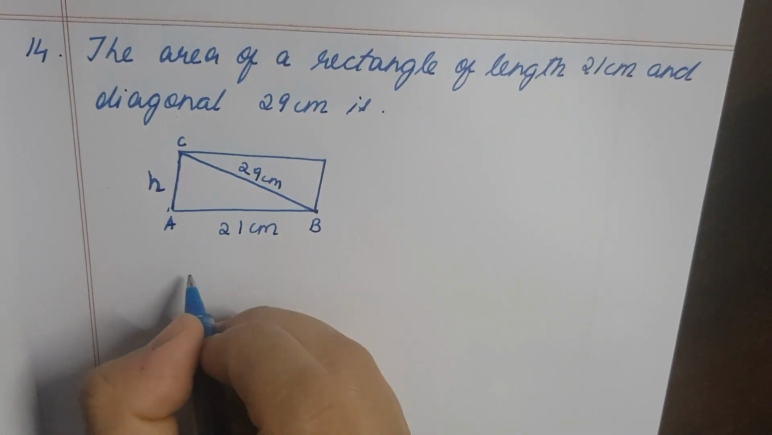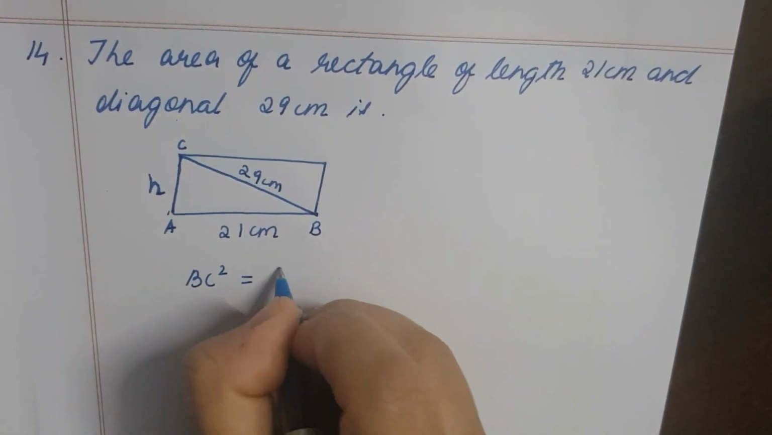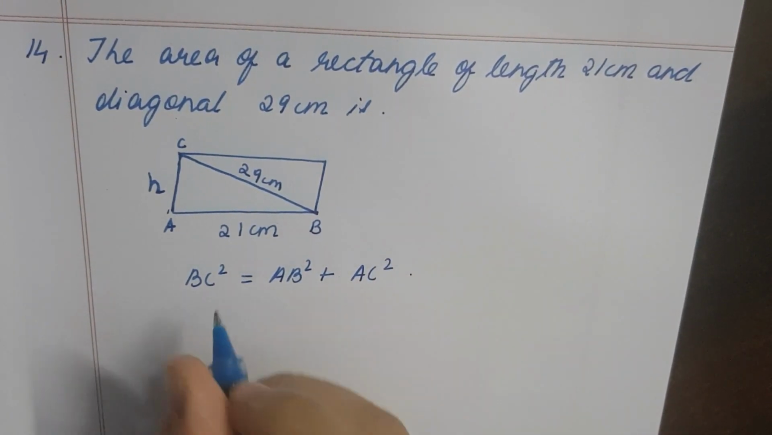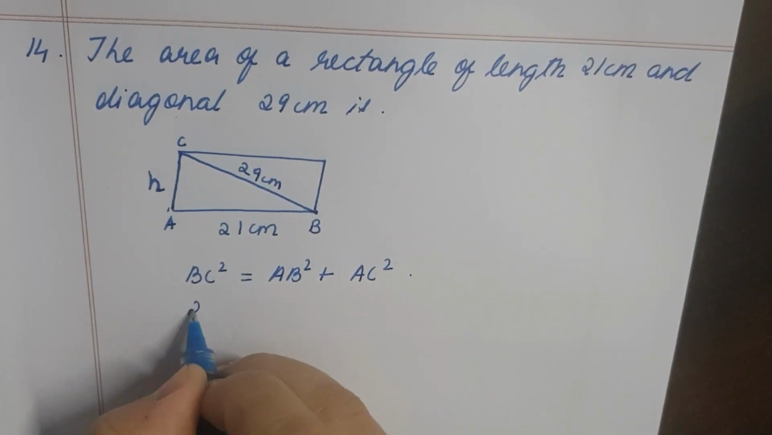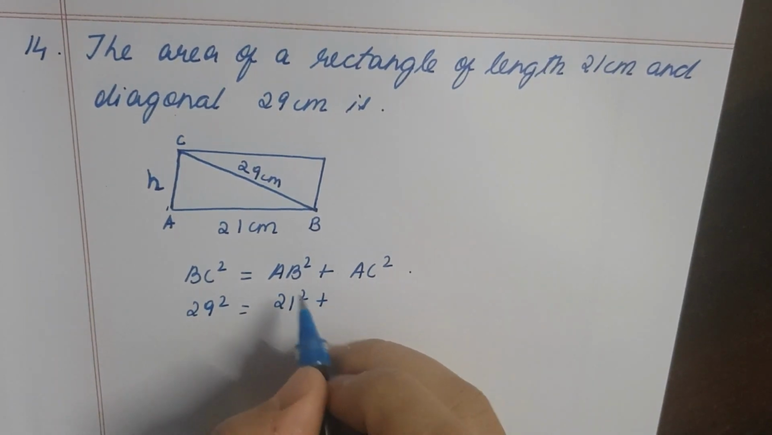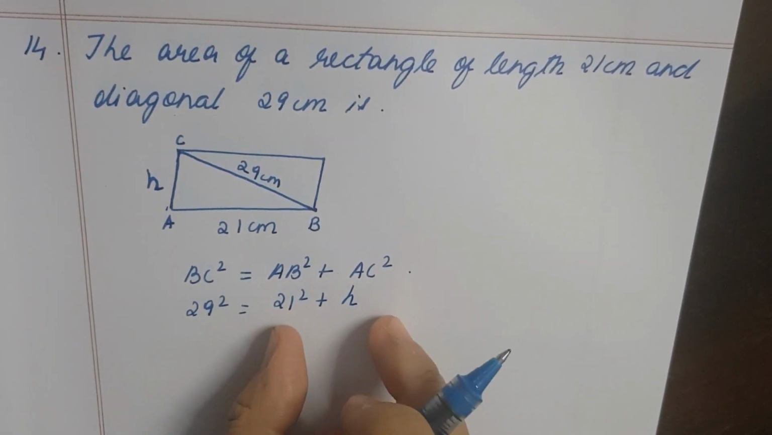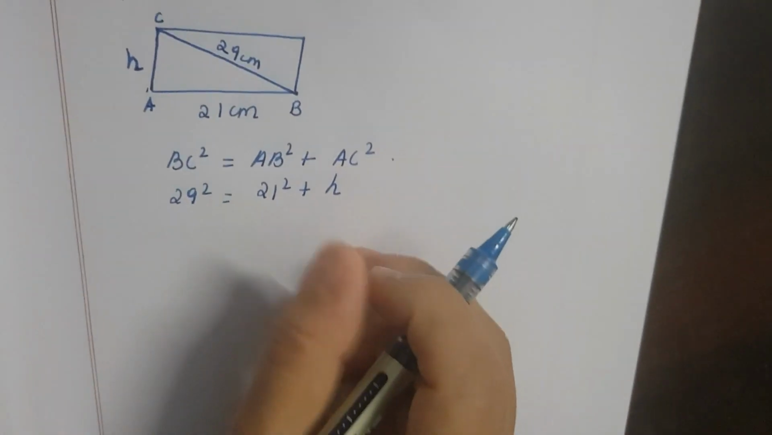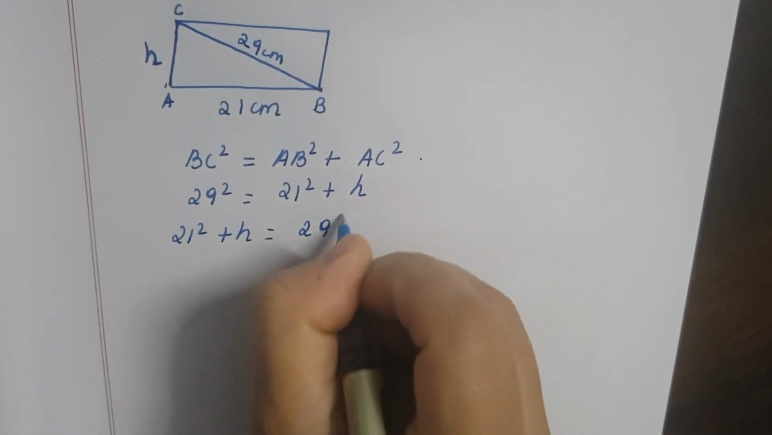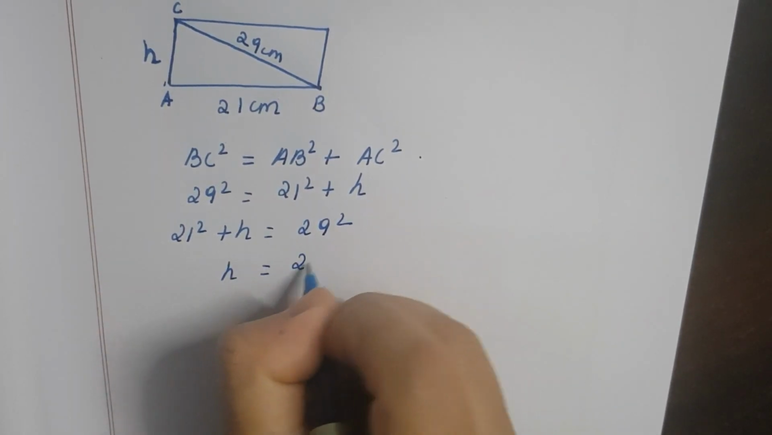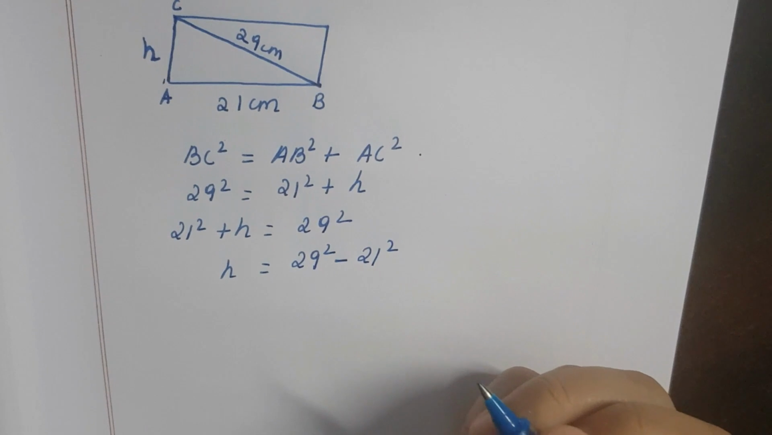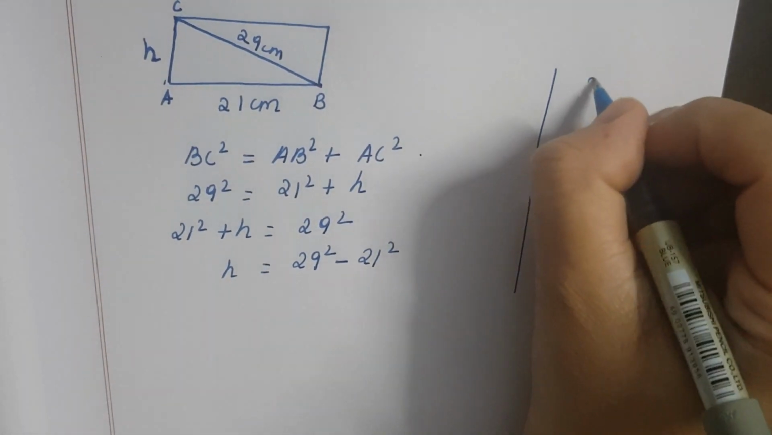So according to the formula, BC square is equal to AB square plus AC square. So BC square, we know, is 29 square, and AB square is 21 square, and AC square we don't know. So let's take it as H, height. Okay, so now we have to find H. So interchange and write: 21 square plus H square is equal to 29 square. So H square is equal to 29 square minus 21 square.